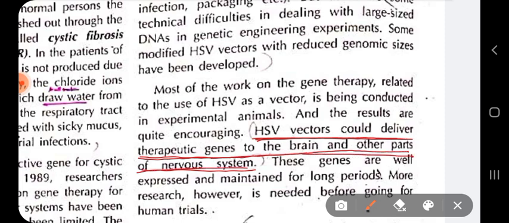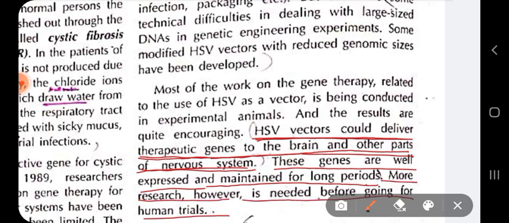As I have said before, these genes are well expressed and maintained for a long period because they are targeted to those cells only, so these genes can properly integrate into the genome. There it will get expressed properly and maintained for a long time. More research is needed, however, before going for human trials. Still now animal trials are going on, human trials have not been done.